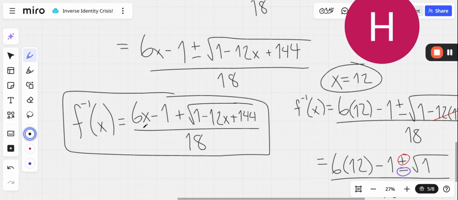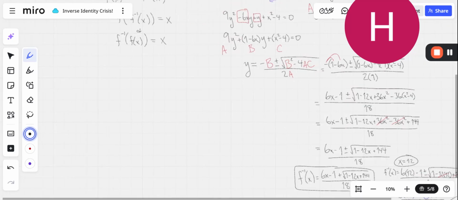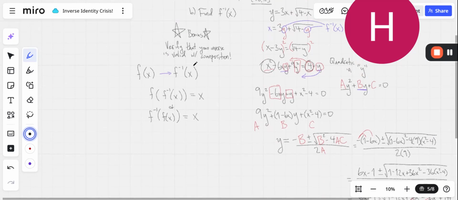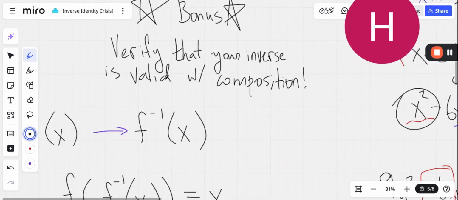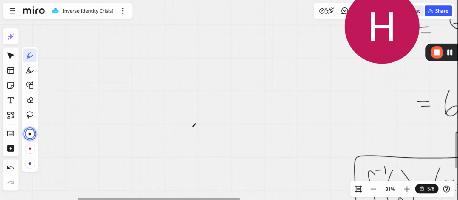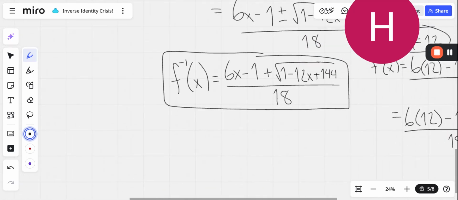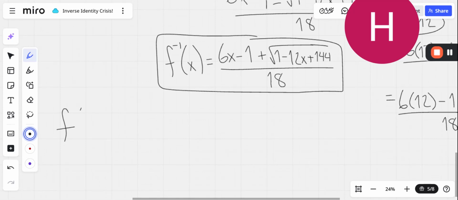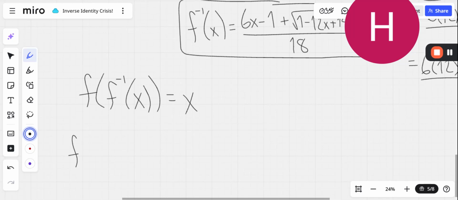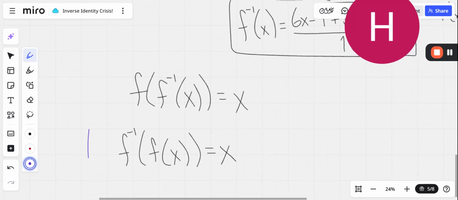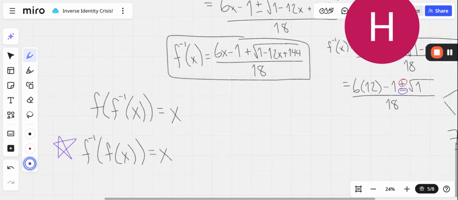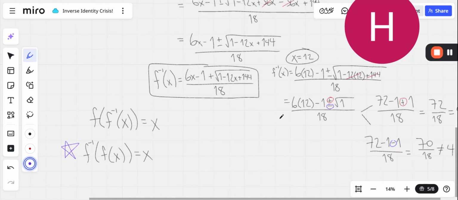Amazing. Now, as I said earlier, it's a challenge for you to verify that our inverse is valid by using composition. So what I want you to try to do is verify that f of f inverse is just going to get us back to x. I also want you to verify the tougher one, that f inverse of f of x equals x. I have to say this is going to be the tougher one of the two. I'll leave that as an exercise for you guys.